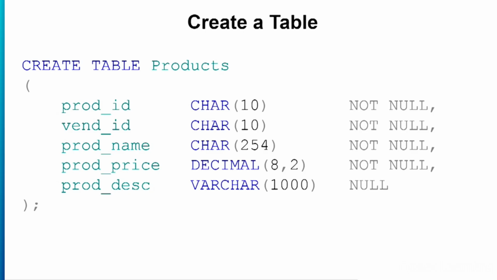You'll also see on the side that some of the columns are specified as not null, and one is null. Not null means this column will not accept null values. Those are required columns, and the description here is null.